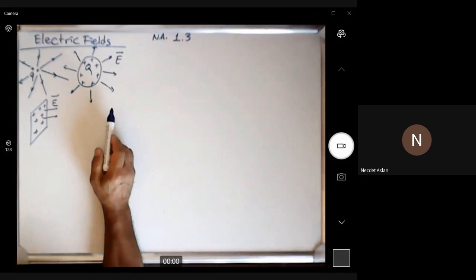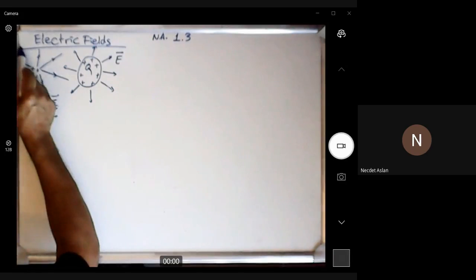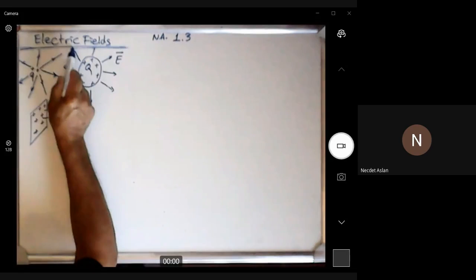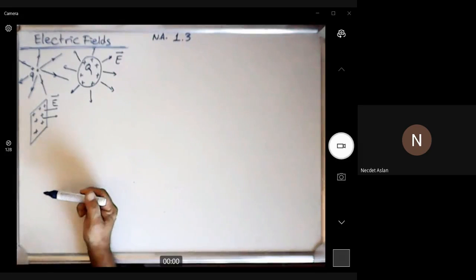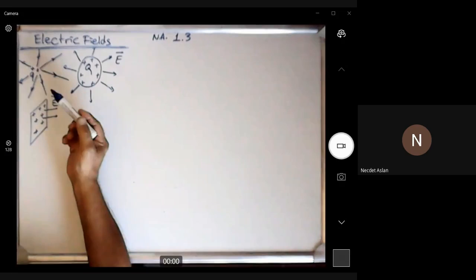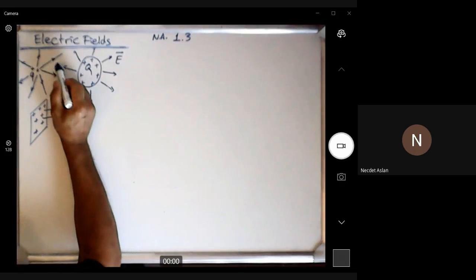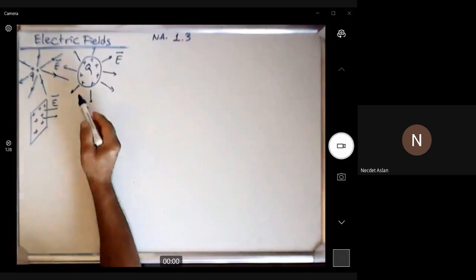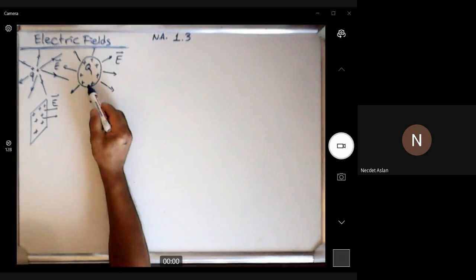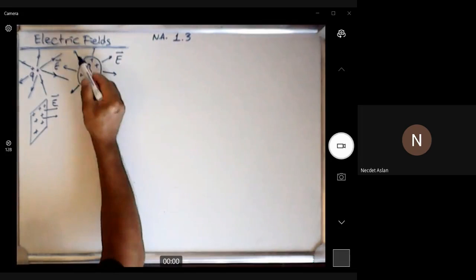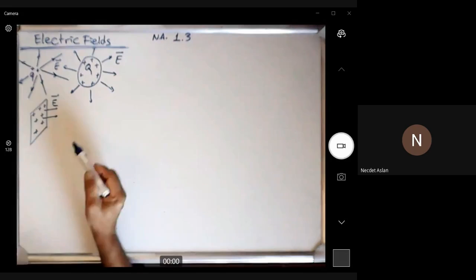Okay, good morning everybody. Today we continue with electric fields. Last time we saw that if there is a point charge, plus or minus, electric fields are automatically created. And the size doesn't matter. If it is spherical in shape, the surface includes the charges and the electric fields fill all the space.